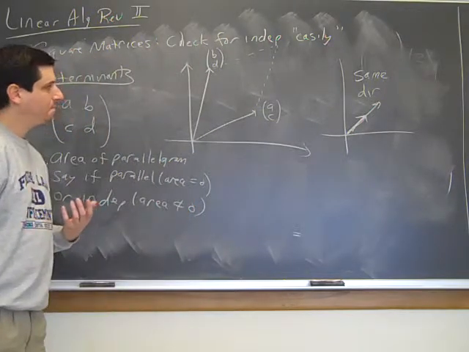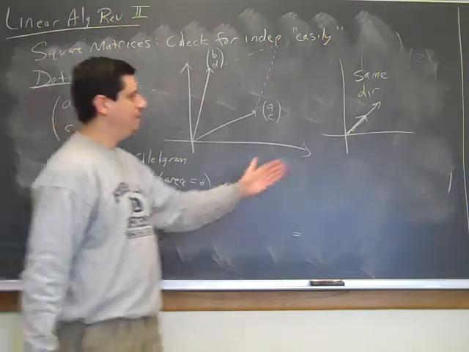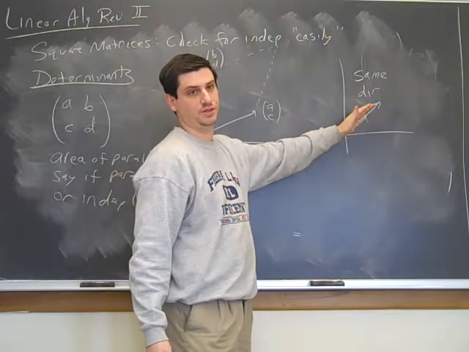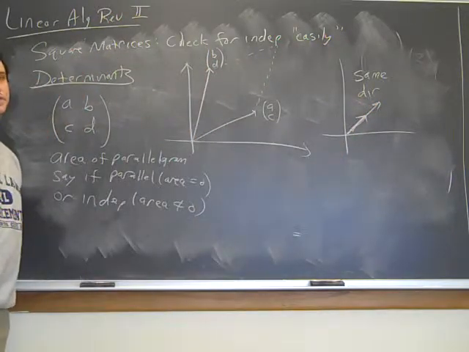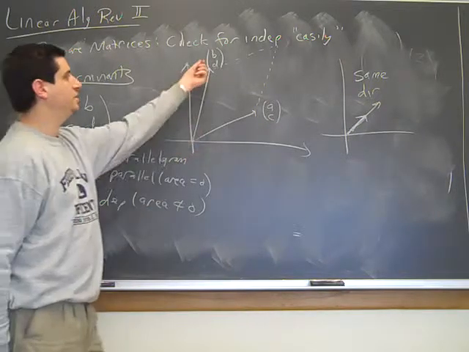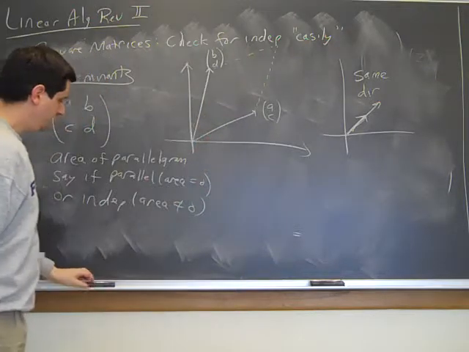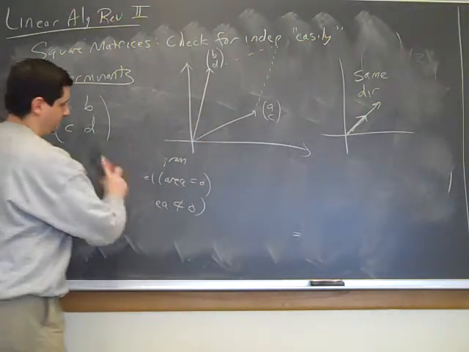Now, the value of the determinant might actually tell us something else. Maybe if the determinant is very small, maybe the two vectors are very close to being parallel. Of course, another thing that matters is the size of the vectors. If I double the size of this, I'm going to double the area. Okay, so the question is, how do you calculate the area of a parallelogram?